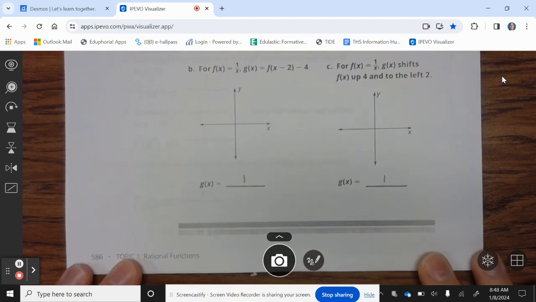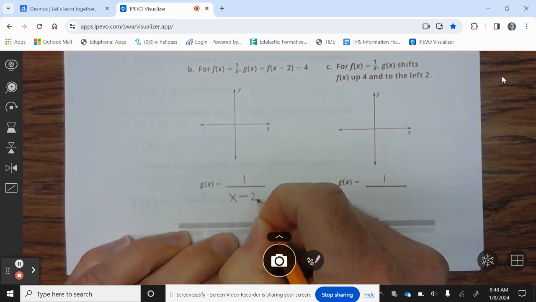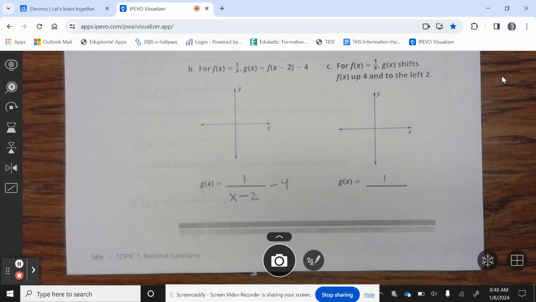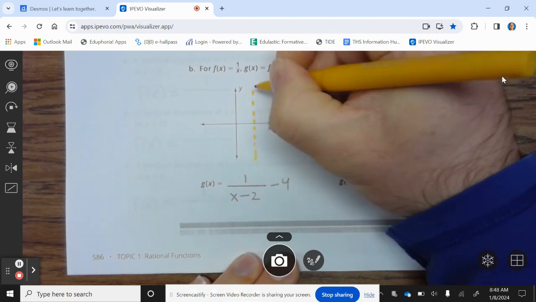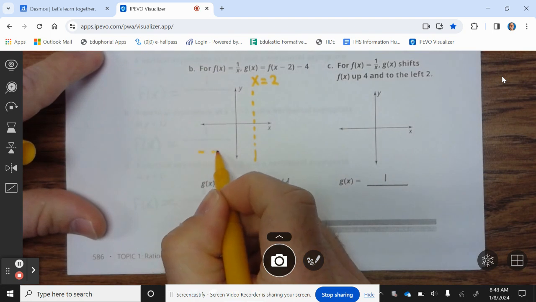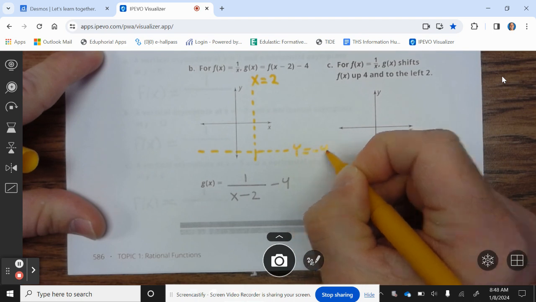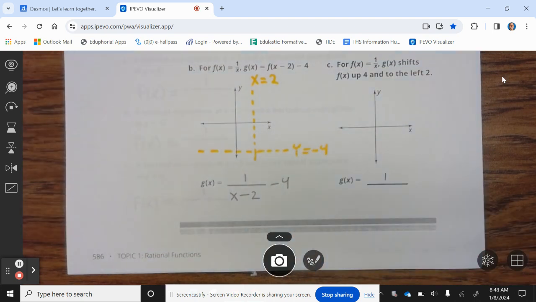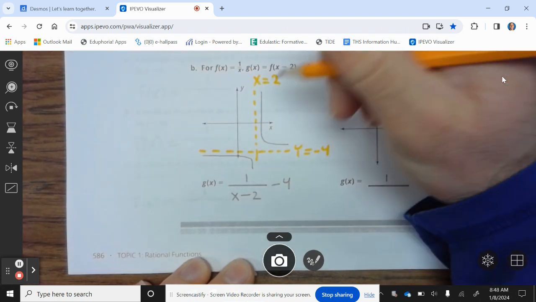All right. B. For f of x equals 1 divided by x, d of x equals f of x minus 2 minus 4. So that's 1 divided by x minus 2 minus 4. So our vertical asymptote is at x equals 2. And our horizontal asymptote is at y equals negative 4. So then our graph is here and here.